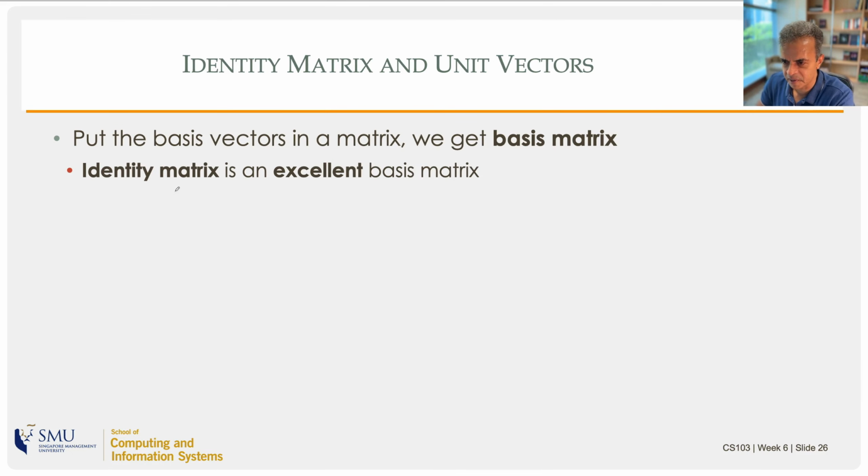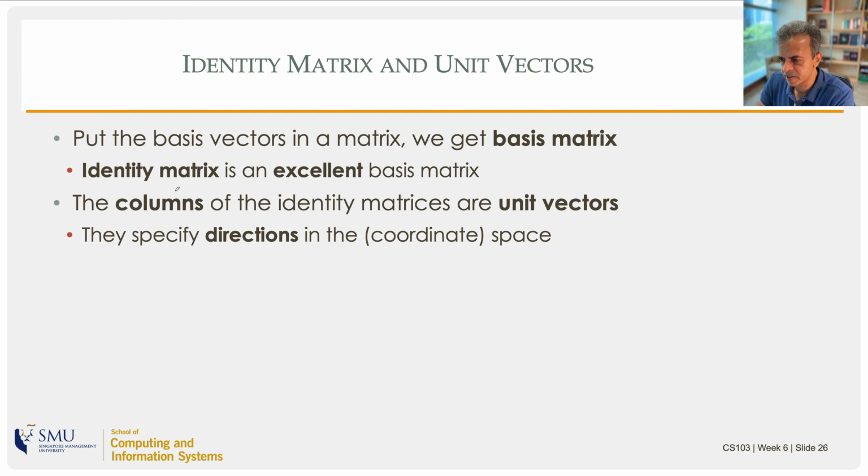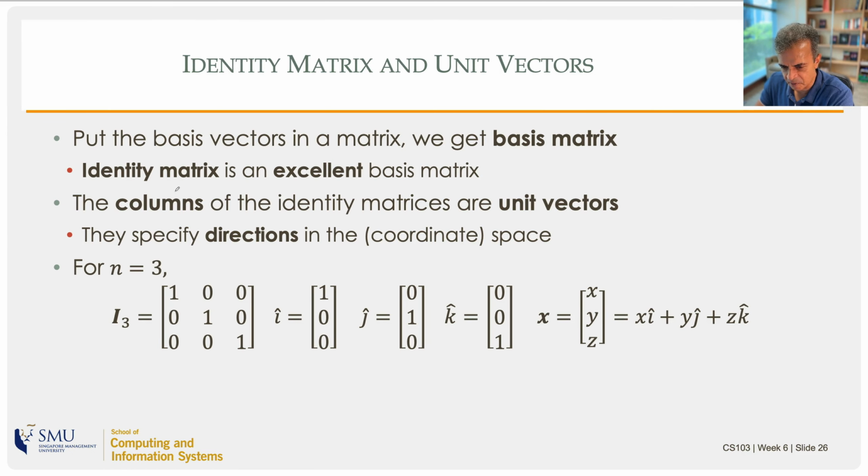The identity matrix is a very good one for all kinds of spaces. The reason is that the columns of the identity matrix are unit vectors, because it's 1, 0, 0, 0, 1, 0, etc. So they kind of specify directions like x, y, z in the coordinate space. Here's an example of I3 in R3. So these three vectors standing right here are very good basis vectors. And for that reason, in physics, you would call them i hat, j hat, and k hat.